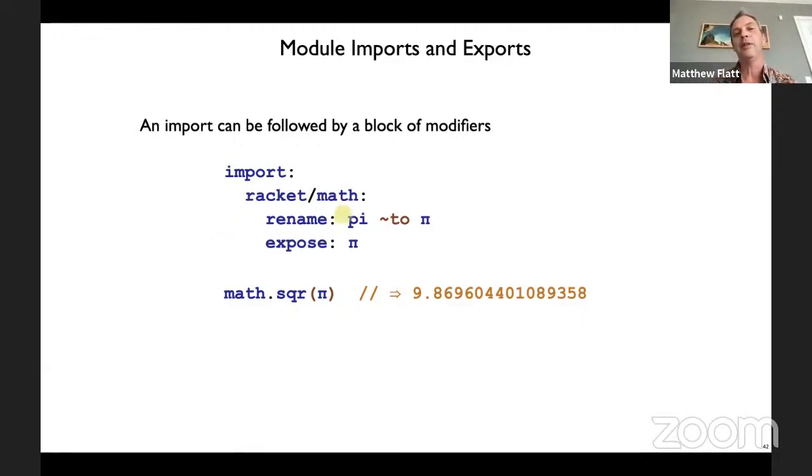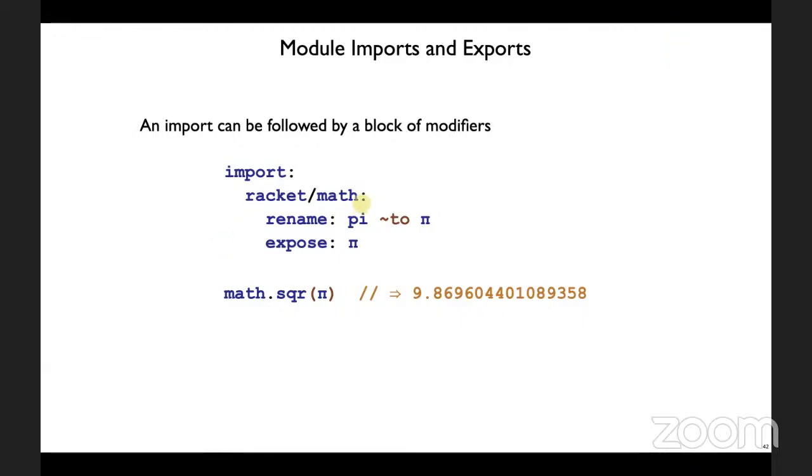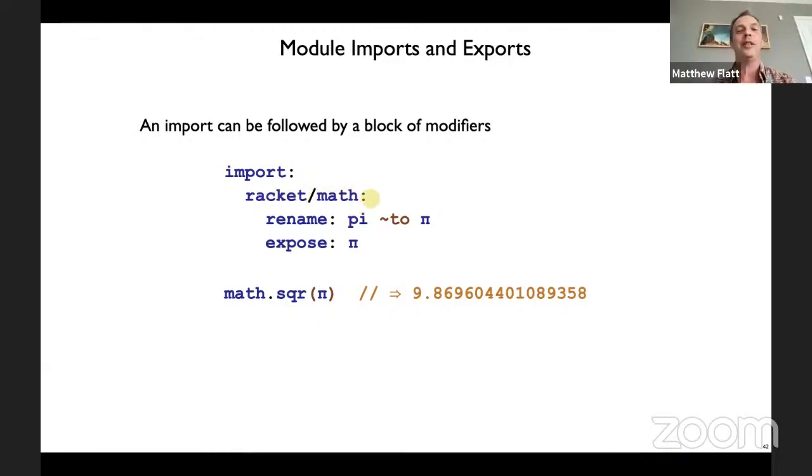You would need to resolve it with a modifier in the current implementation. So after the import, you can have a block of modifiers. Here's some example modifiers. Rename pi to the symbol pi. And here's another one, expose. Expose lets that identifier through without putting the prefix on it. So in this case, I can use pi directly because I exposed it, whereas square, I still have to use a prefix. There's another modifier that says use this prefix instead of the inferred one. And that's how you could resolve having two things that would otherwise be math.